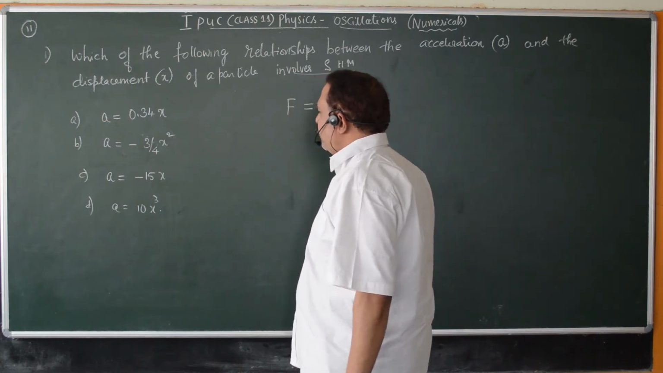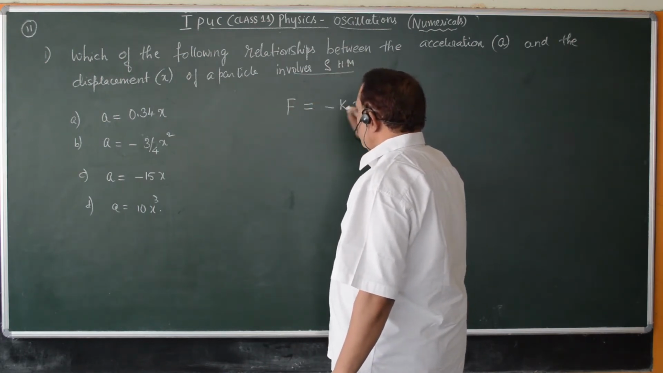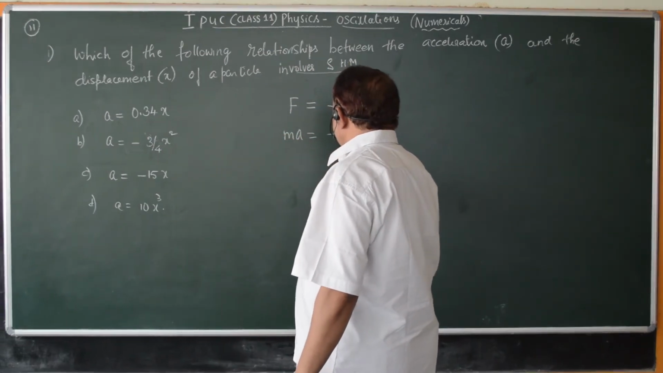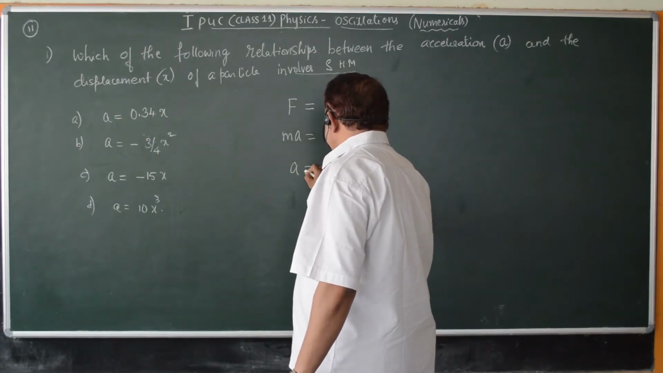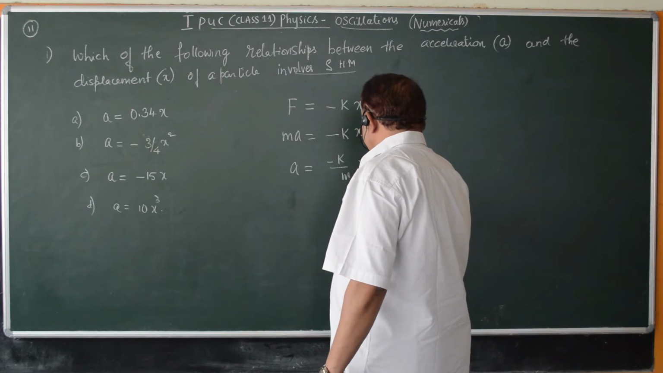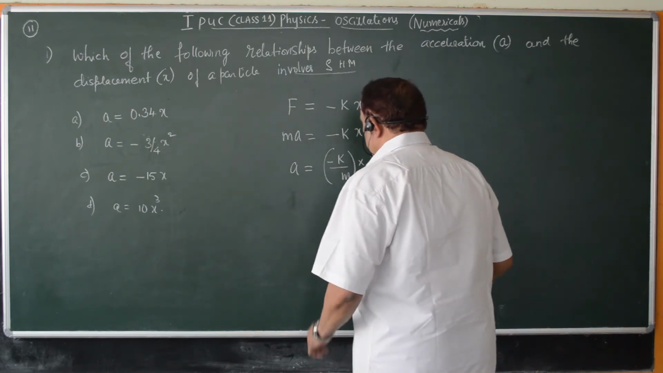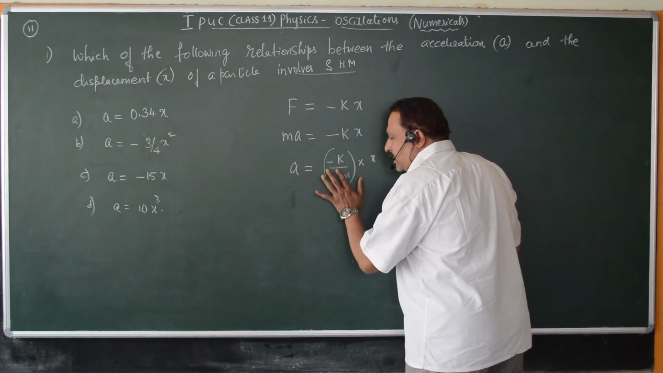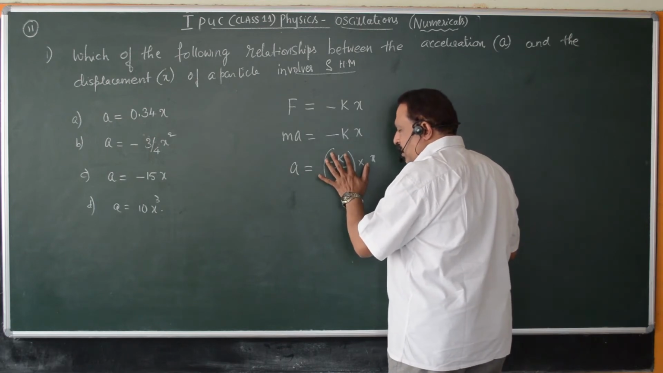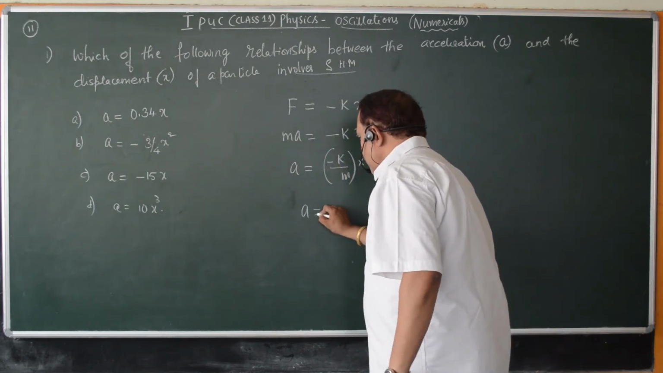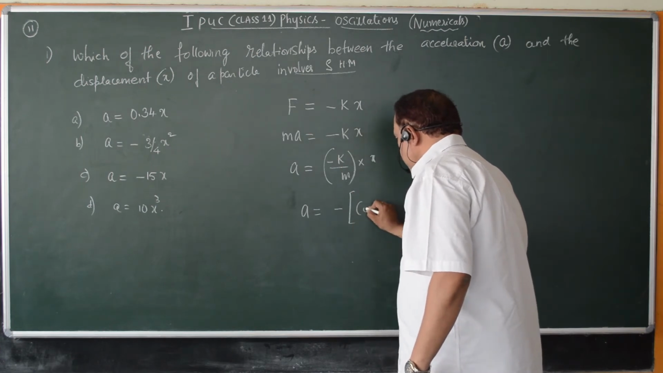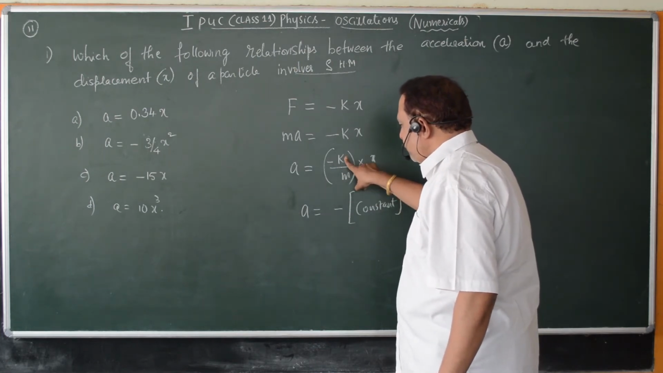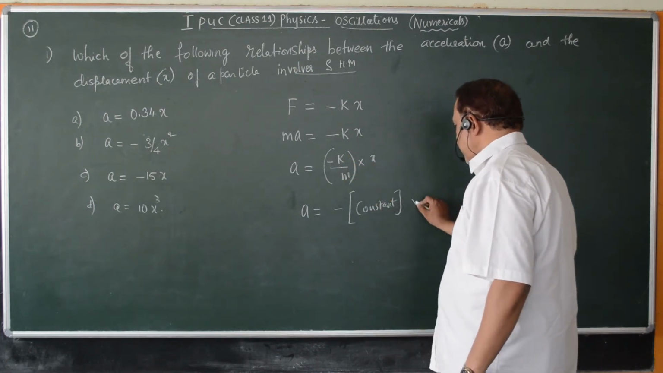We know that the restoring force is given by F is equal to minus kx, but F is equal to ma is equal to minus kx. Therefore, A can be written as minus k by m into x. Now, the mass of the particle during simple harmonic motion remains constant. K is already the force constant. So constant by constant is again a constant. So A equals minus of a constant. This constant is k by m. Both are constants, therefore this is another constant into x.